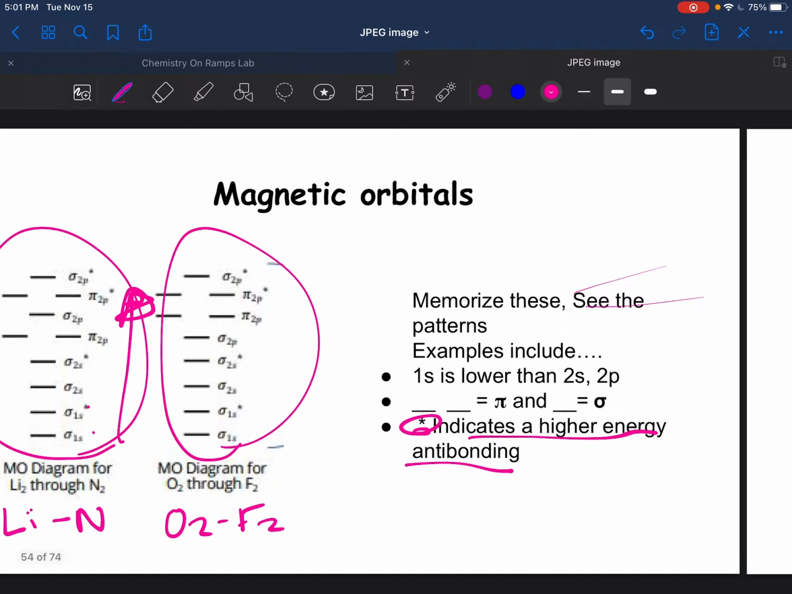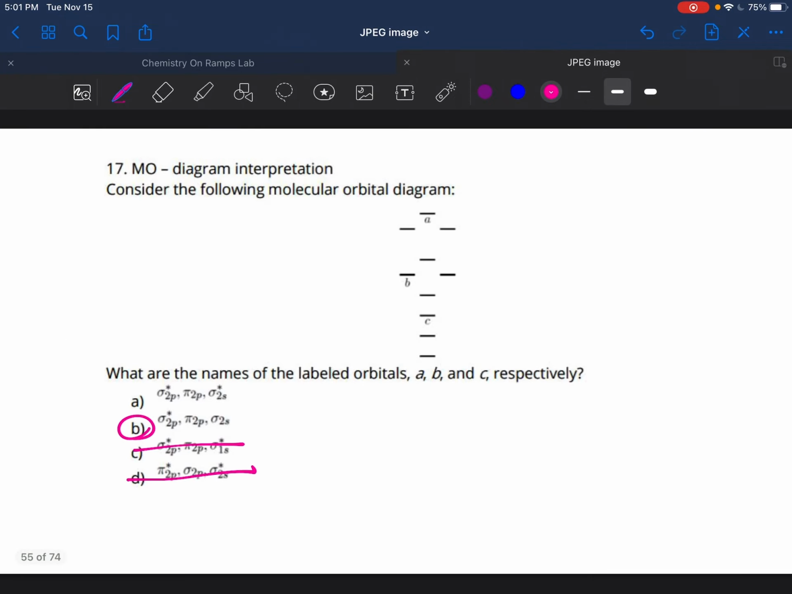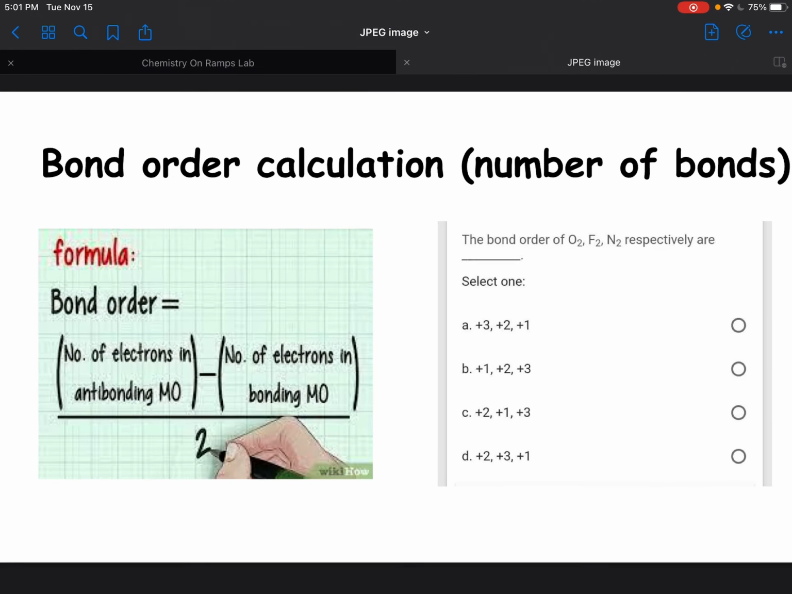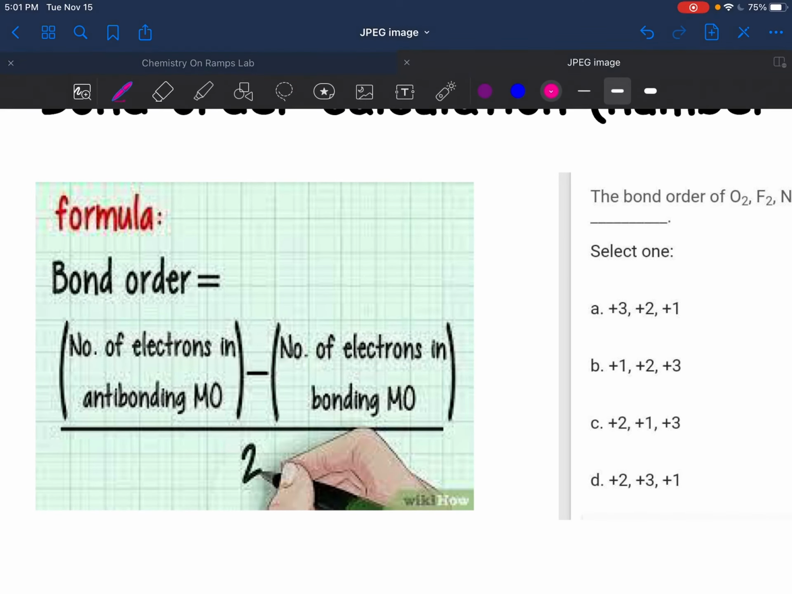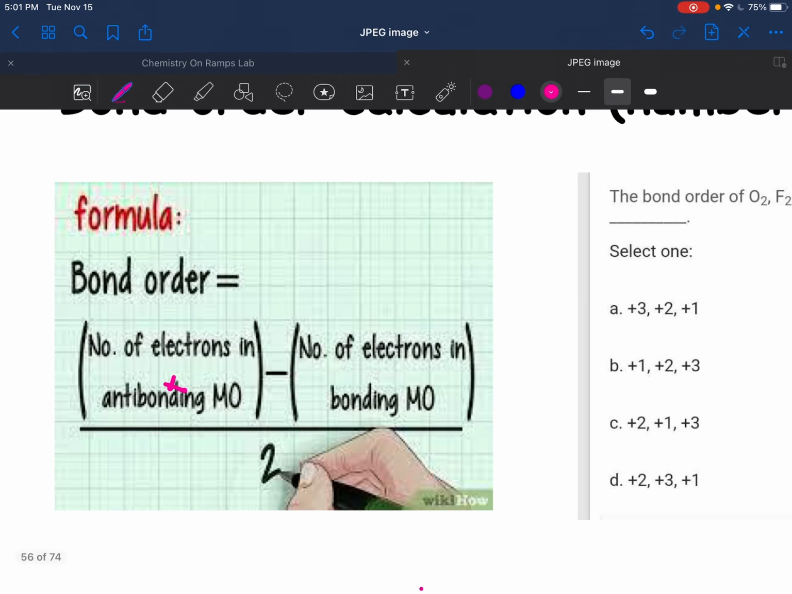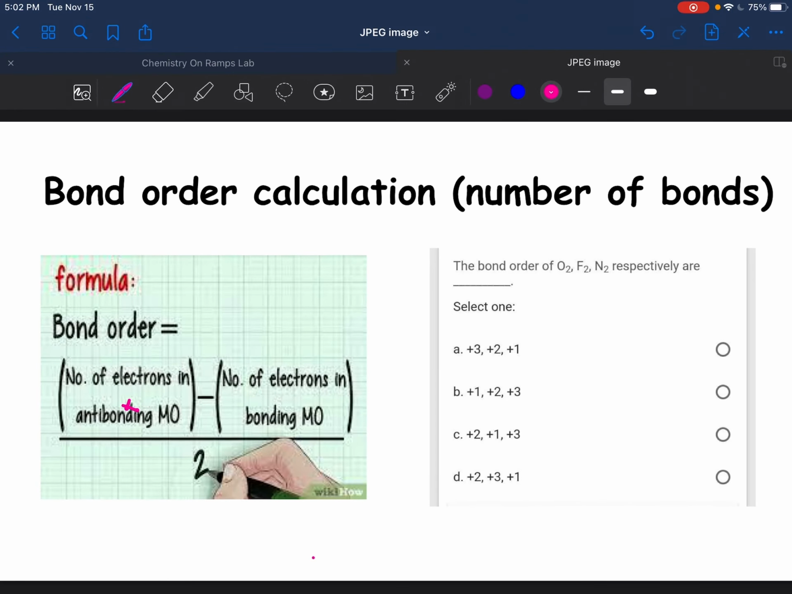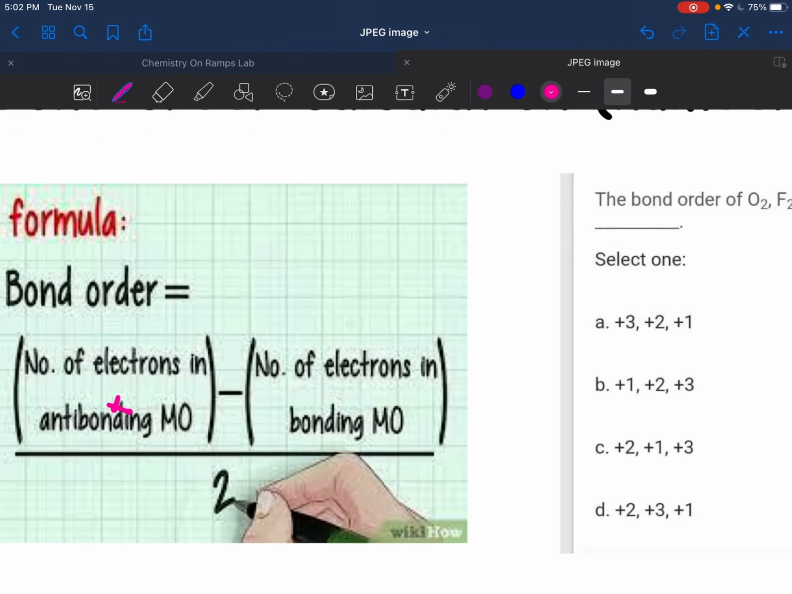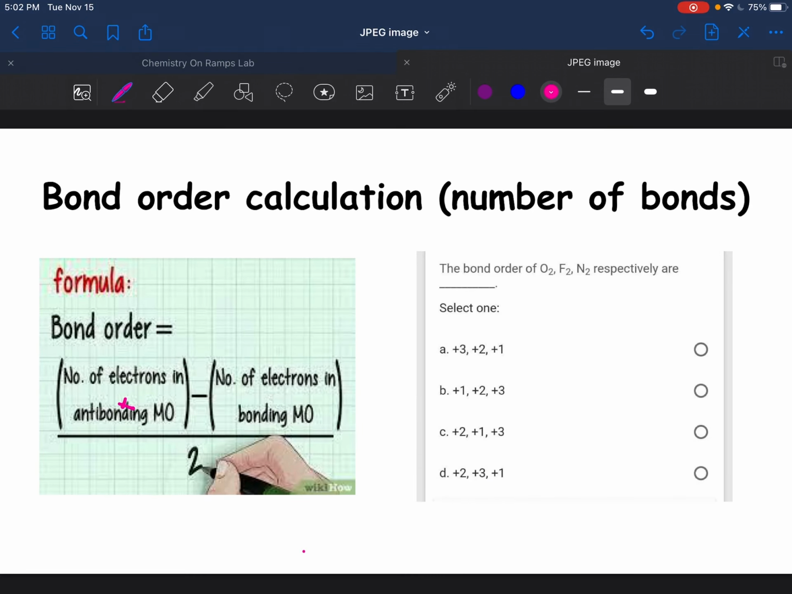Then you're going to calculate the number of electrons in the antibonding molecular orbitals, the ones with the asterisks, minus the number of electrons in bonding molecular orbitals, the ones without the asterisks, and divide that number by 2, and you get how many bonds are between your diatomic element.